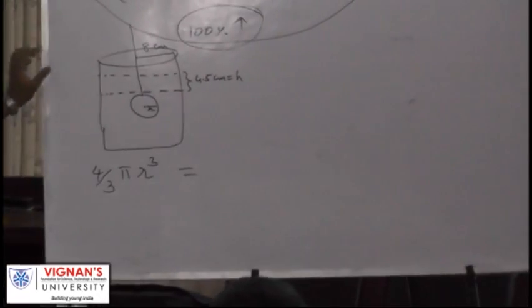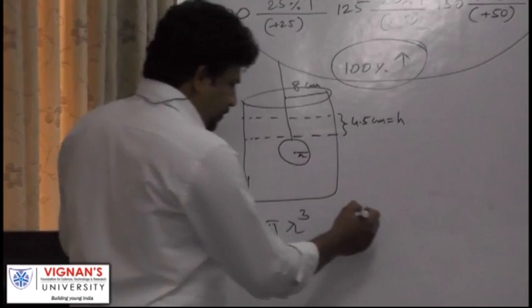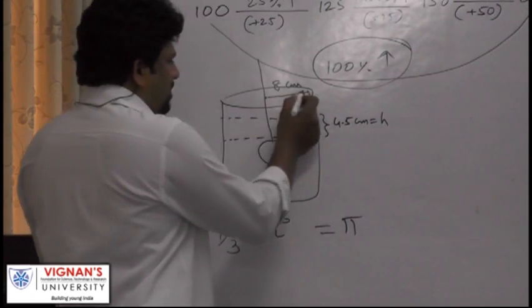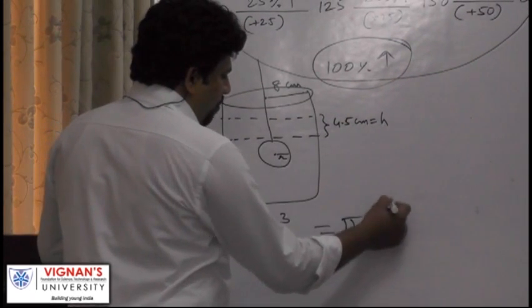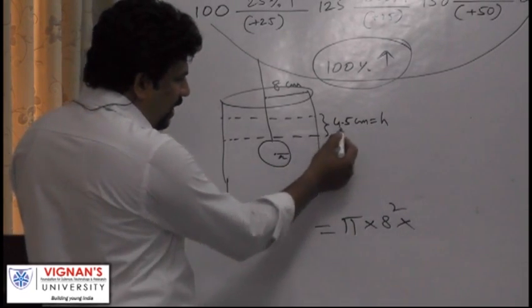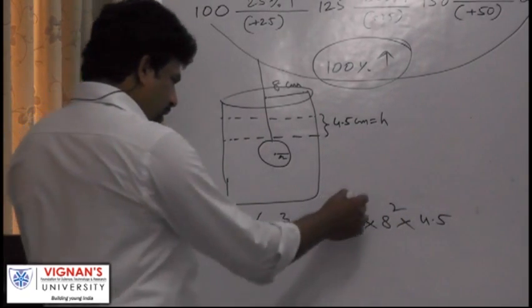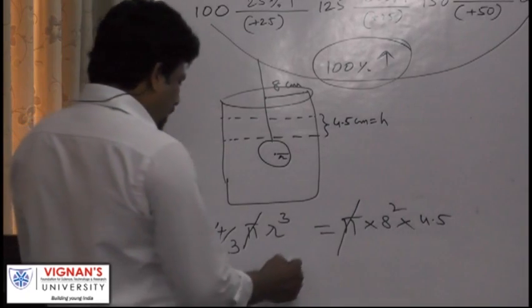So the volume of this part of the cylinder will give you the volume of the water. What is the formula for the volume of the cylinder? Pi r square h. We know what r is. What is the radius of the cylinder? 8. So pi 8 square h. What is the height of the water? 4.5. Cancel pi. r cube.